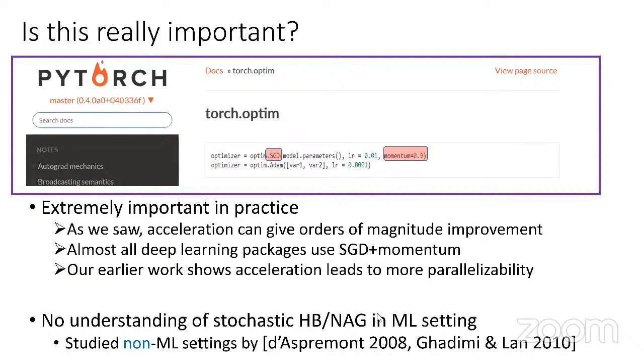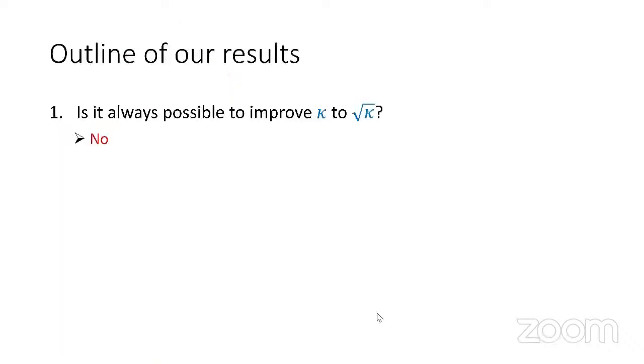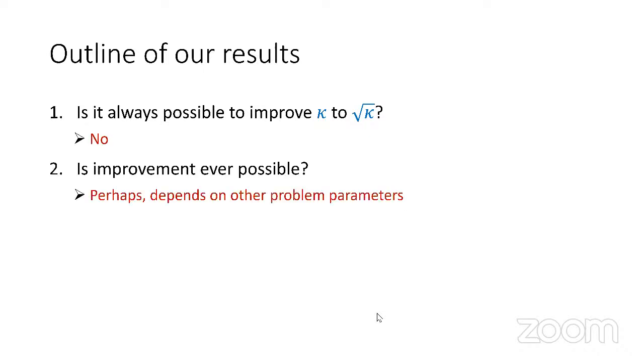So the bottom line is that the first term can actually be improved to something better. And let me first give you an outline of our result. The first result is an impossibility result, which says that you cannot always improve the condition number dependence to a square root of condition number. So this is a negative result. But at the same time, we would like to understand whether improvement is ever possible. And then we are able to show that there are some settings where improvement is indeed possible.